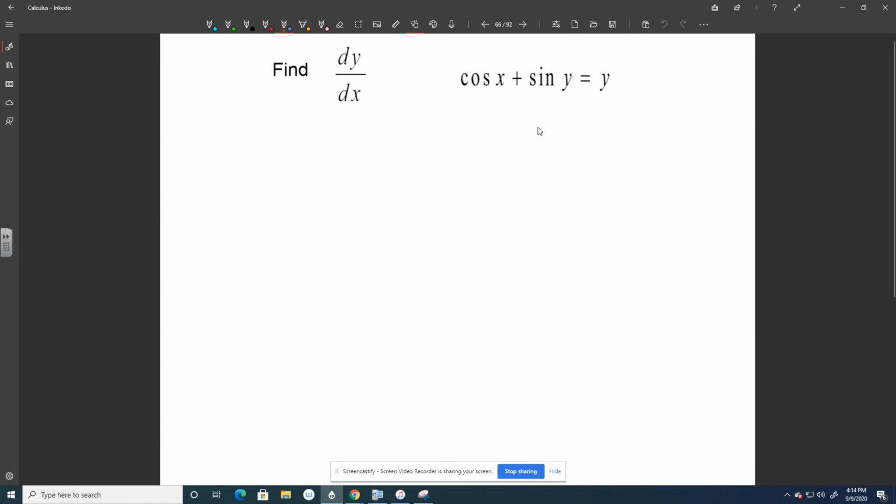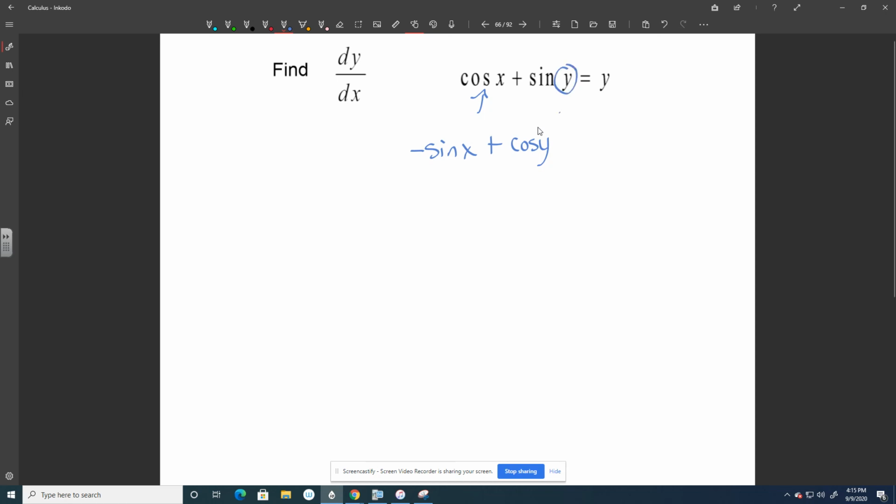Okay, one more. Now that we know cosine and sine and all these trig derivatives, let's go ahead and use them. Cosine of x plus sine of y equals y. We're not even going to come close to getting y by itself, so we're going to use implicit differentiation. So I'm going to take the derivative of both sides. The derivative of cosine of x, if you remember, is just negative sine of x. And then the derivative of sine of y is cosine of y, but I need to remember to multiply by the derivative of the inside, which is y.